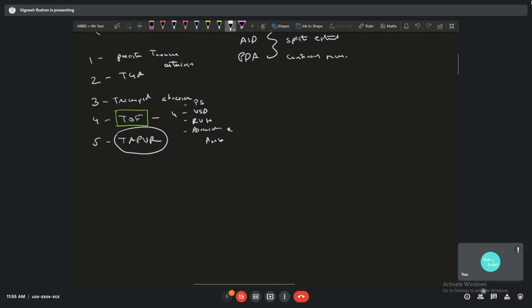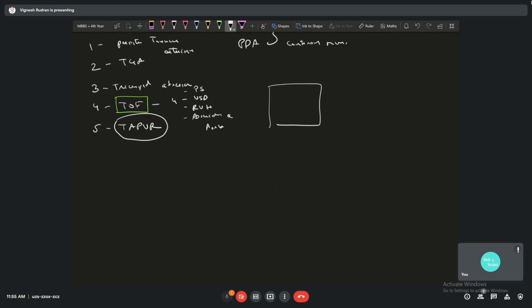So for all of these, it's very simple. You just draw a box like this. So you have your right atrium, left atrium, right ventricle, left ventricle. So your VSD is, this is your ventricular septum, right? You have a hole over here. This is your VSD. You have a hole over here. This is your ASD. Okay.